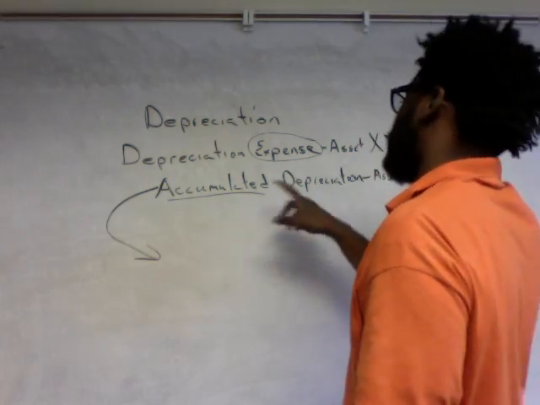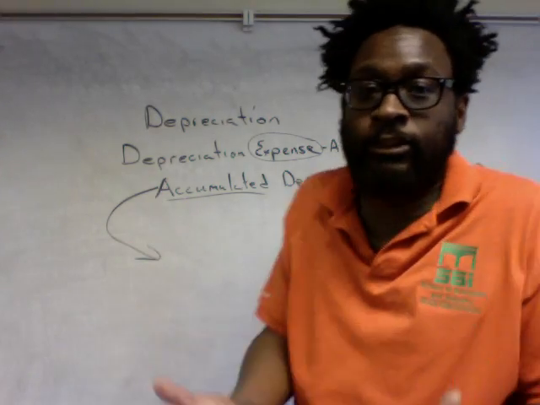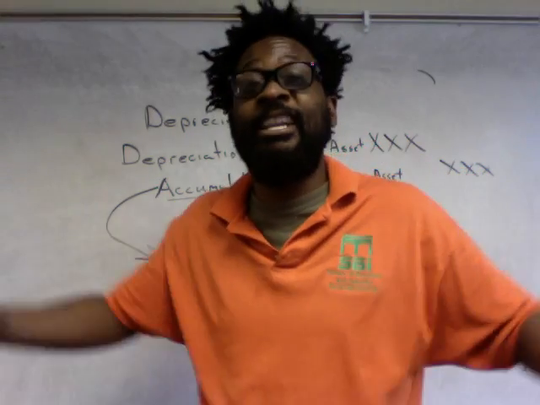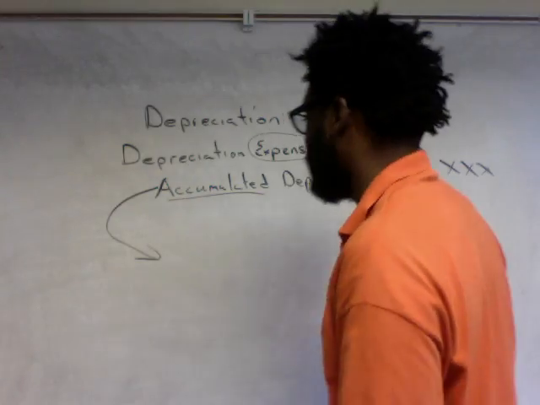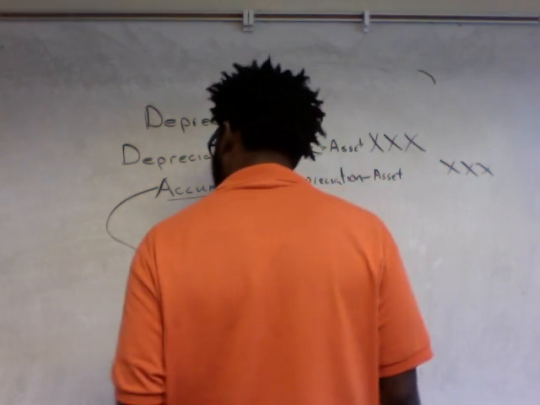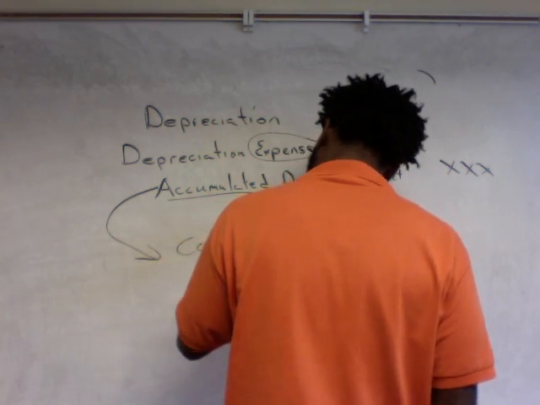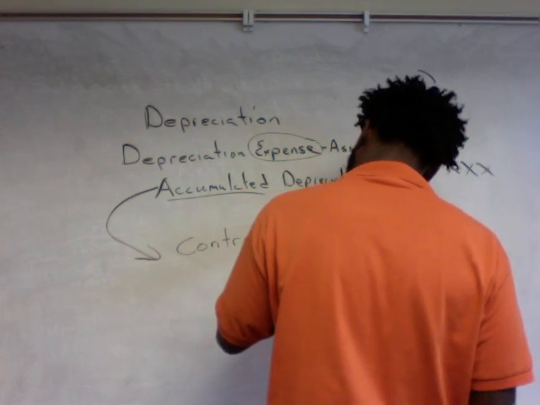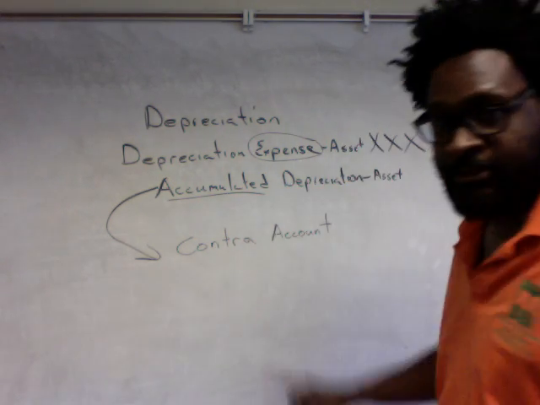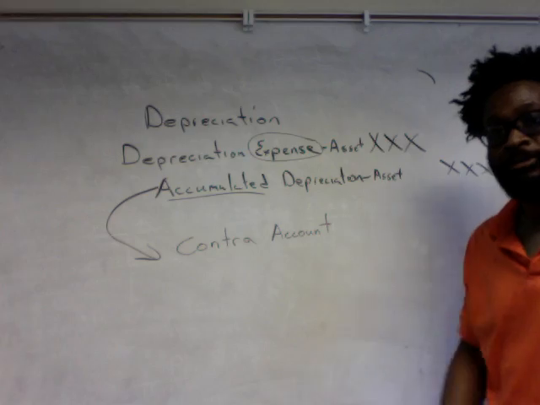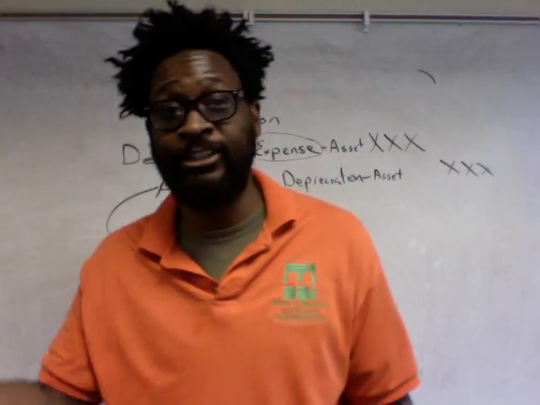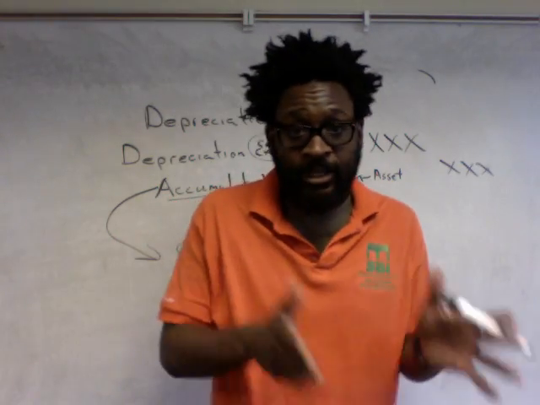Basically, this account is accumulating, it's keeping track, it's growing all of the depreciation, it's collecting all of the depreciation. This particular account is a contra account. And what are contra accounts? Contra accounts are accounts that affect other accounts.